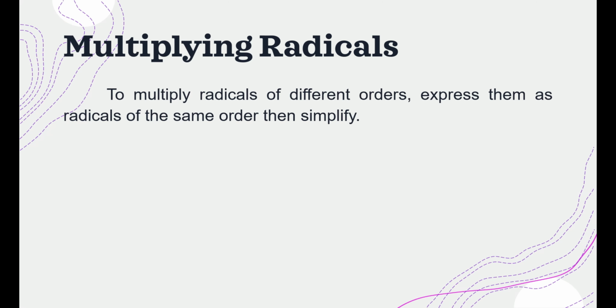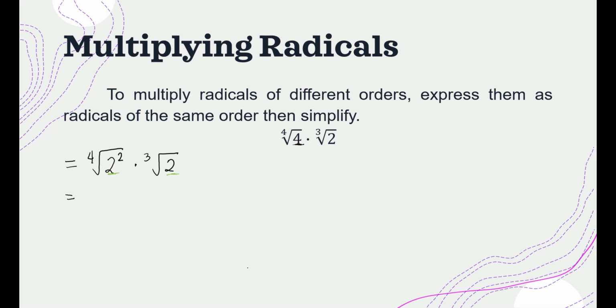To multiply radicals of different orders, express them as radicals of the same order, then simplify. Example: the fourth root of 4 times the cube root of 2. So to do that, the first thing that we have to do is to make the radicands have the same base. So we can rewrite the fourth root of 4 as the fourth root of 2 squared, because 2 squared is equal to 4, times the cube root of 2. So now we have the same bases inside the radicand.